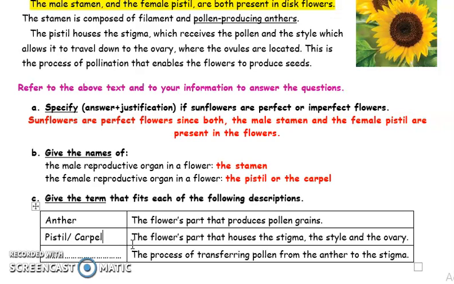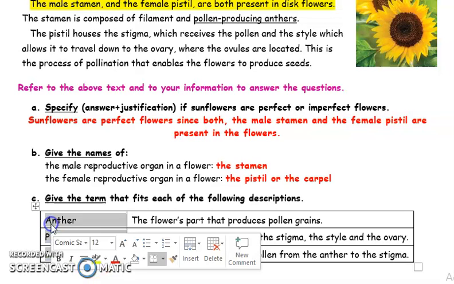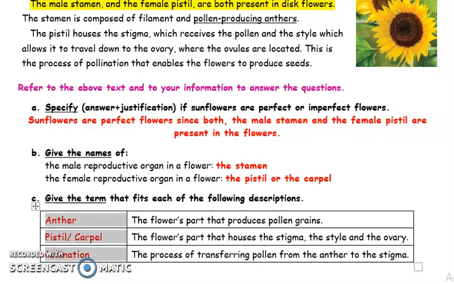The process of transferring pollen from the anther to the stigma. Pollen grains are moved from the anther to the stigma of the girl. This process is called pollination. Pollination is when pollen grains move from the male anther to the female stigma.